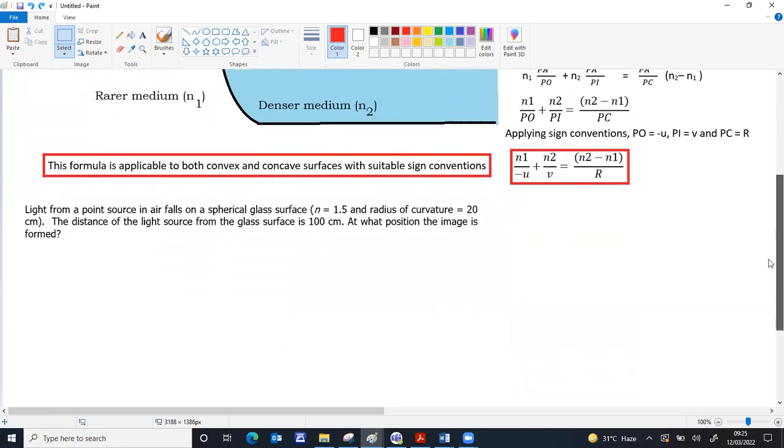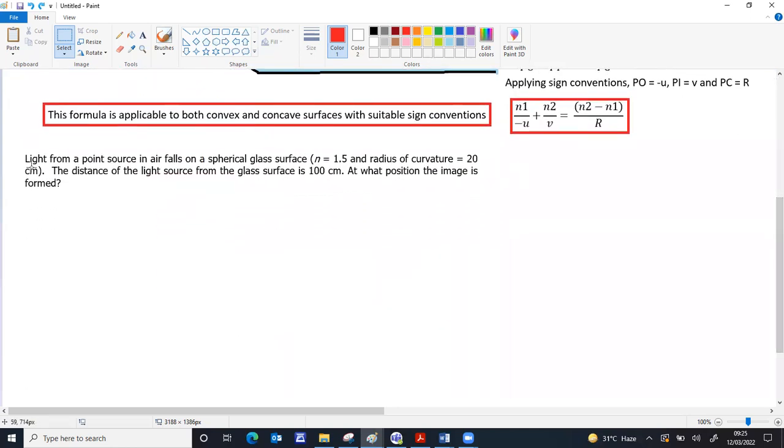As a sample question just to understand. Light from a point source in air falls on a spherical glass surface. Refractive index of the glass surface is 1.5 and radius is 20 centimeter. The distance of the light source from the glass surface is 100 centimeter. At what position is the image formed? Here they didn't say which type of surface, so we are assuming convex surface.